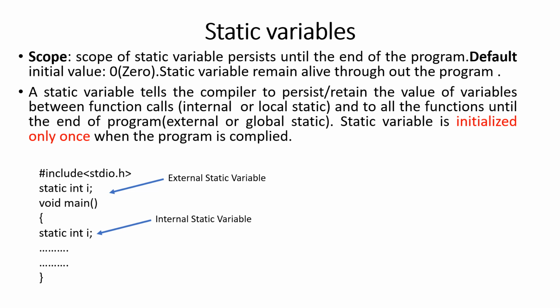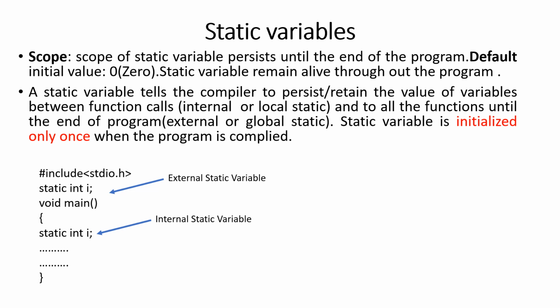Even if we jump between the functions, the value of the variable which is set before jumping into the other function will persist even when it comes back to the same function. Again, these static variables can be either internal static or external static. That is, internal means local static variable, or global static variable. A static variable is initialized only once when the program is compiled.